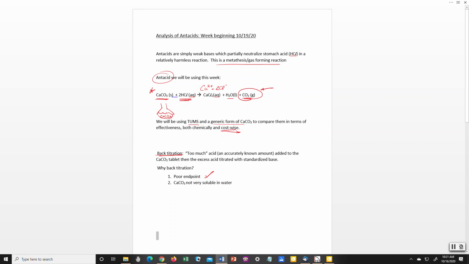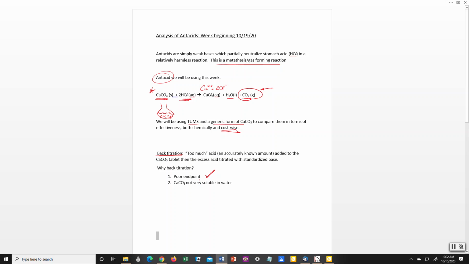First of all, our endpoint in this particular case can be very poor. It's often very hard to go from a basic solution to an acidic solution given common indicators. Additionally, when you actually do this experiment this week, you'll notice that when the calcium carbonate and the hydrochloric acid react, it forms a hazy, cloudy solution, which makes the endpoint even more difficult to see.